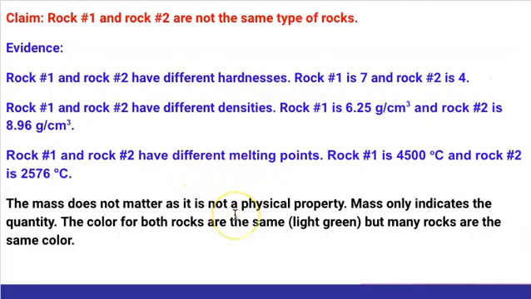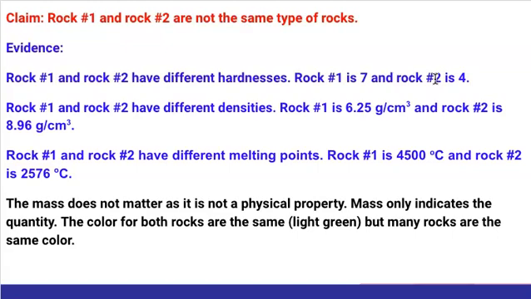So what is my evidence for this? Well, we just went through the whole data table together. Well, rock 1 and rock 2 have different hardnesses, but don't stop there. You need to use qualitative and quantitative information. So this would be more qualitative, but quantitative. Well, rock number 1 is 7, and rock number 2 is 4. And I'd probably even say rock number 1 has a hardness of 7, and rock number 2 has a hardness of 4.